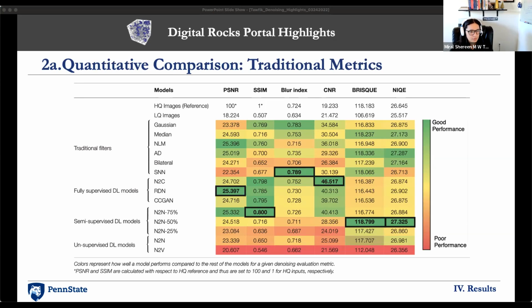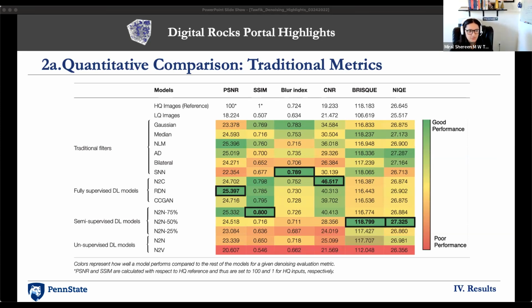So if you look per column, the colors represent how well an algorithm is performing relative to the rest of the algorithms. And as we see in the scale on the right here, a green cell indicates a better performance, a red cell indicates a worse performance. I also highlighted the best performing value or denoising method based on each metric using the black boxes.